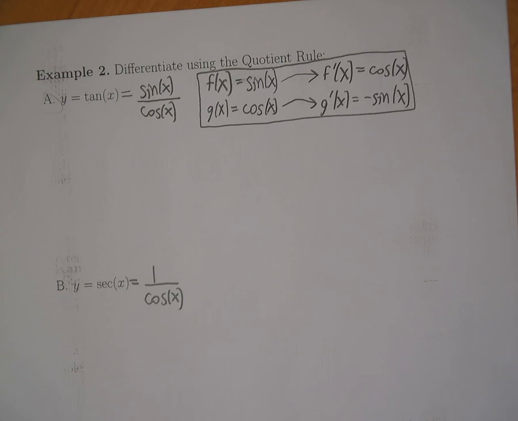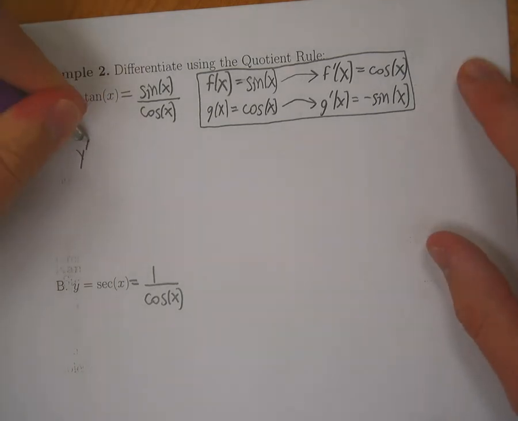So for those that found the derivative, what did you end up with? I got sine squared x over cosine squared. Not quite. So let's take a look at that.